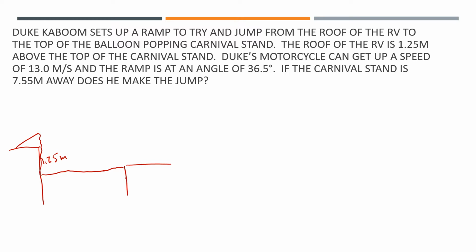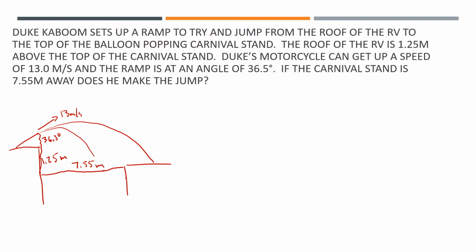Okay. So his motorcycle can get to a speed of 13 meters per second. So we're going to go off this way at 13 meters per second. And the ramp is at an angle of 36.5 degrees to the top of the RV. So the question becomes, if this is 7.55 meters away from one thing to the other, will he make the jump? So we need to know, if he jumps off here like this, is he going to land short? What's going to be the end result of this whole thing, right?